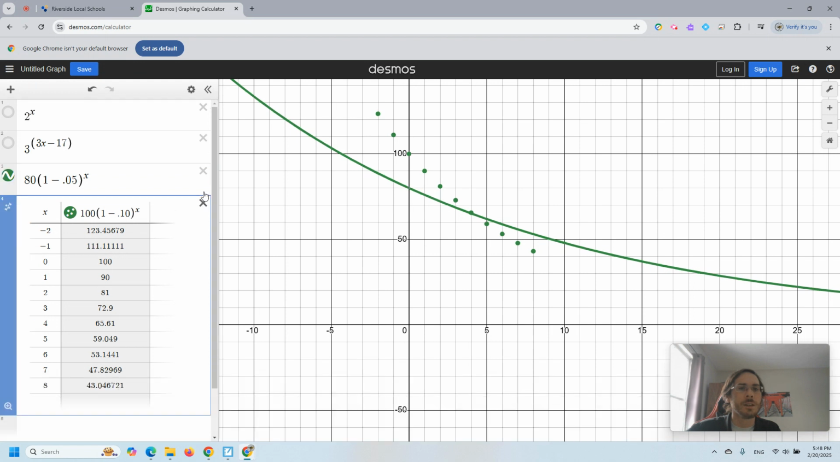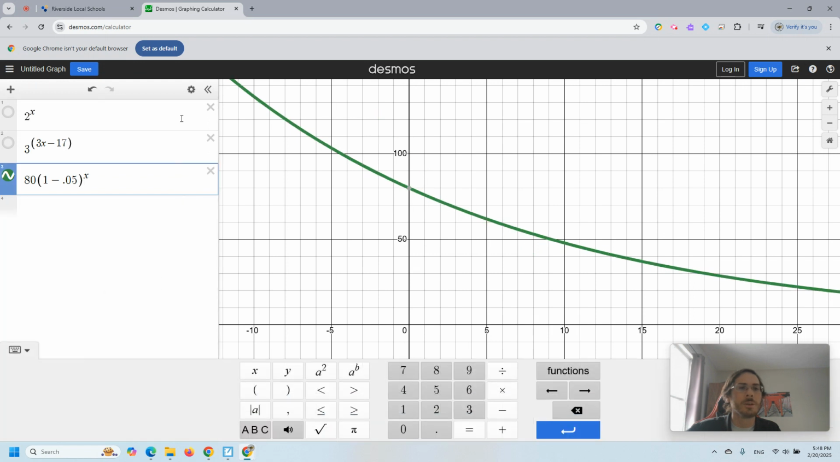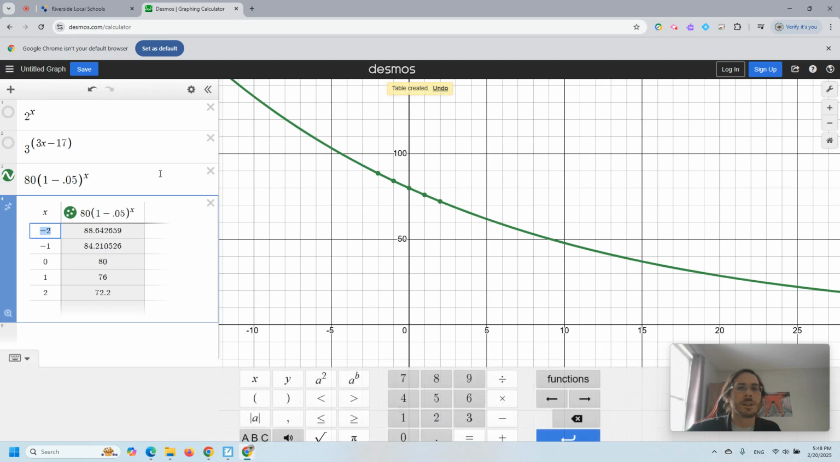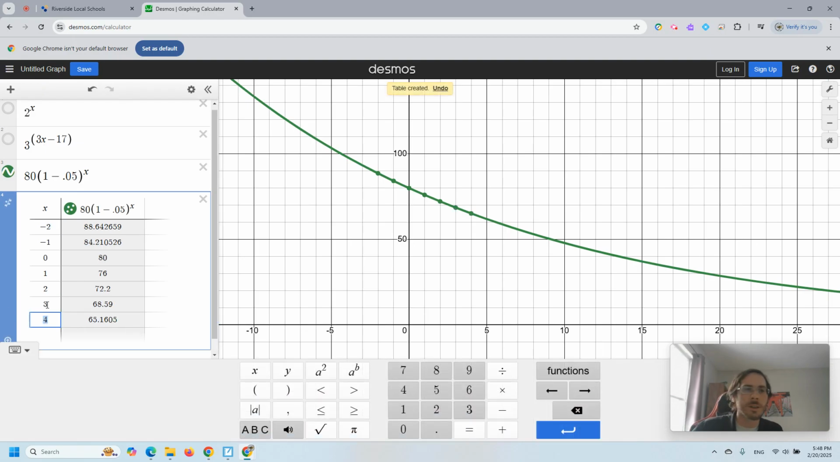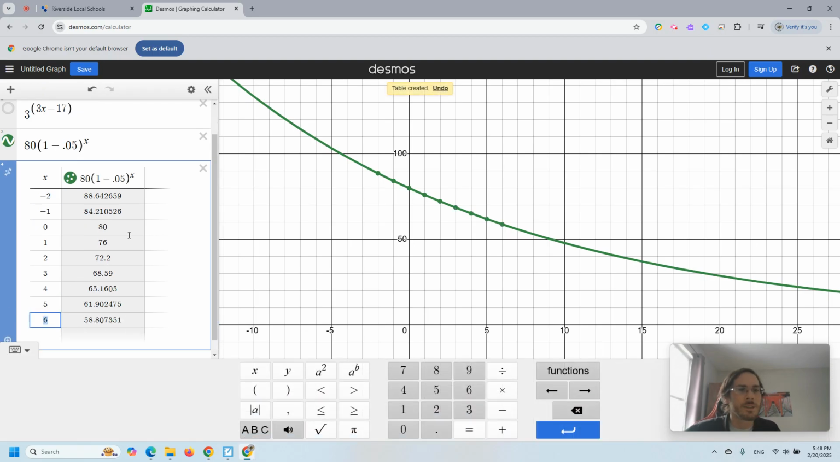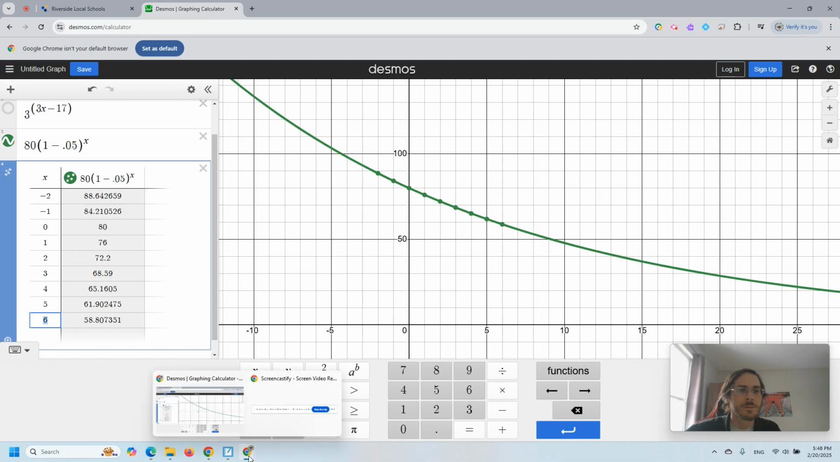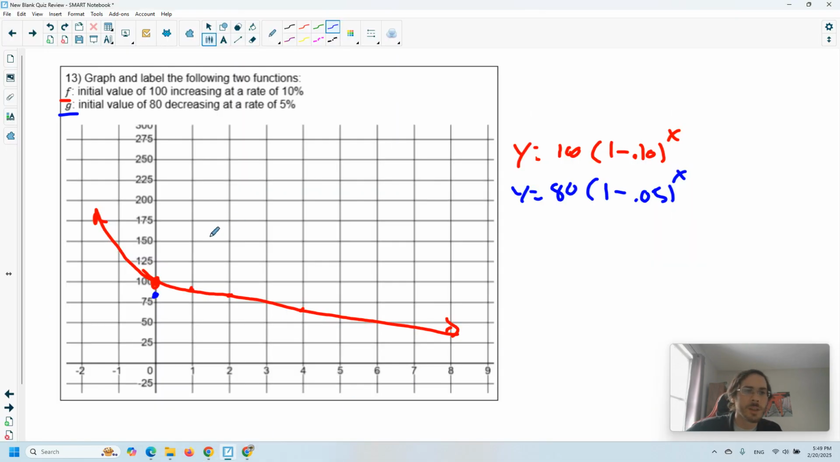But I can delete these dots. Don't really need those right now. I'll get some new dots. And again, maybe I'll get a few more out there. 80, 76. 5 is 61. So 80, 76. And maybe we'll go out to 61. And again, we can kind of see this one kind of goes like this.